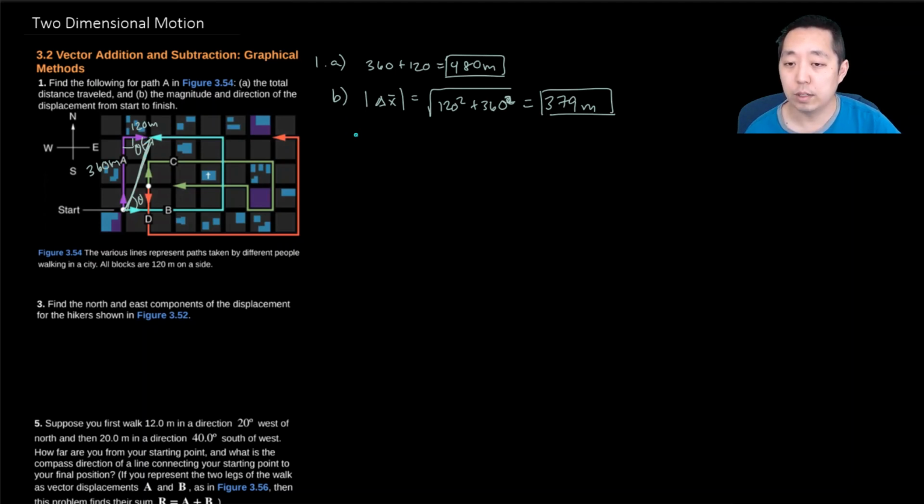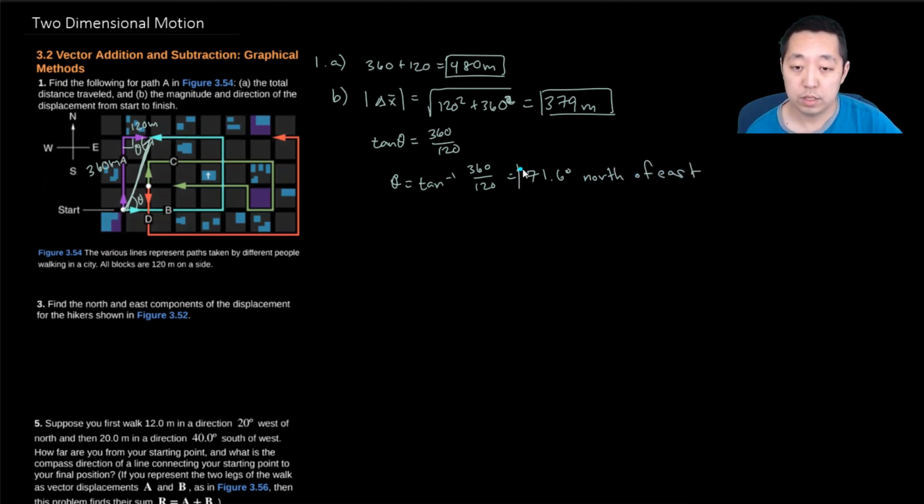So how do we know what this angle is? Well, I can use trigonometry to tell you that the tangent of this angle would have to be opposite over adjacent, right? Opposite would be 360 over 120. And thus theta would have to be the inverse tangent of 360 over 120. If I do tan inverse of 3, I get 71.6 degrees north of east is how we would describe this. There are a lot of ways you can describe it, but basically 71.6 degrees relative to the horizontal axis there.